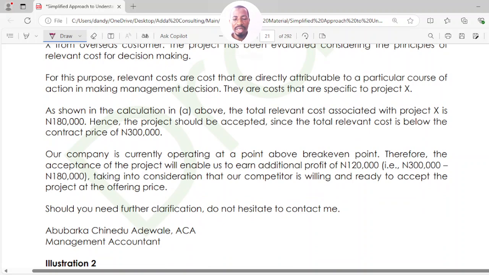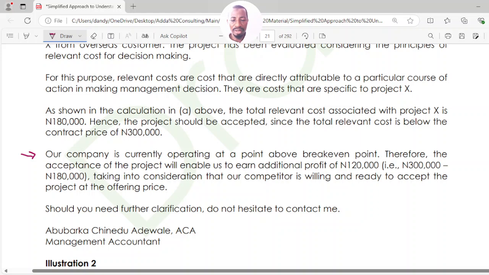Our company is currently operating at a point above break-even point. You remember in the question, examiner mentioned that the company is currently operating at a point above break-even point, which means that the company is profitable. Okay, so I will continue.